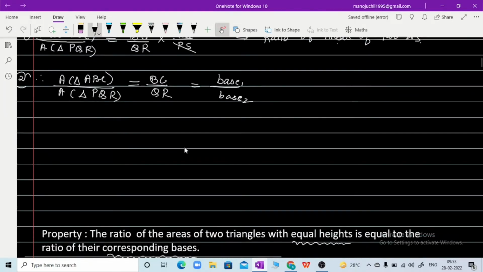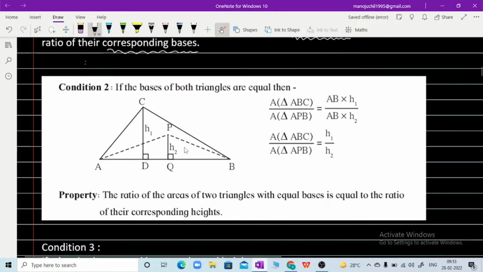Now in the same manner, it might happen that both the triangles have the same bases. Both the triangles have got the bases equal. If the bases of both the triangles are equal, what will happen? We have triangle CAB with base AB, is it right? The big triangle CAB with base AB, and a small triangle PAB with base AB again.